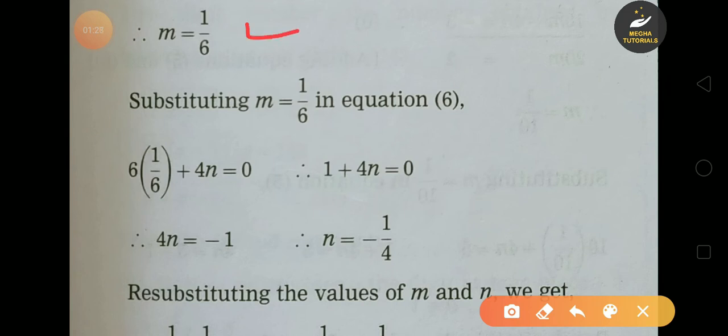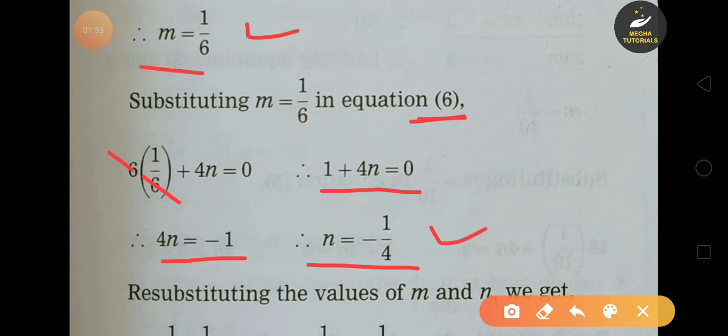Now we can substitute the value of m in equation 6 to get the value of n. So 6 in bracket 1 upon 6 plus 4n is equal to 0. This 6 and 6 will cancel and 1 will remain. So 1 plus 4n is equal to 0. Then using transposition, 4n is equal to minus 1 and ultimately n is equal to minus 1 upon 4. So the value of m is 1 upon 6 and the value of n is minus 1 upon 4.